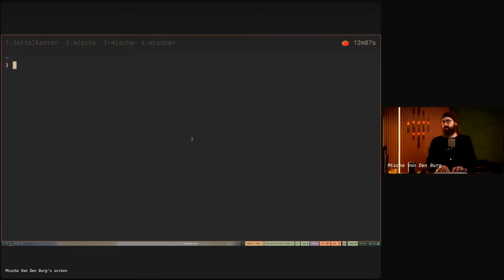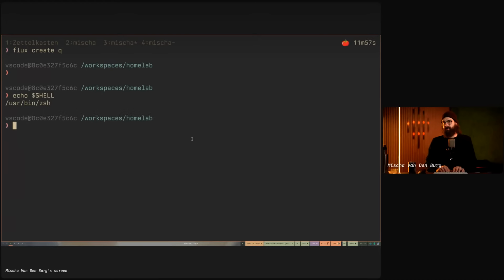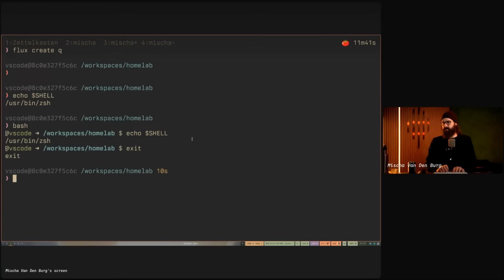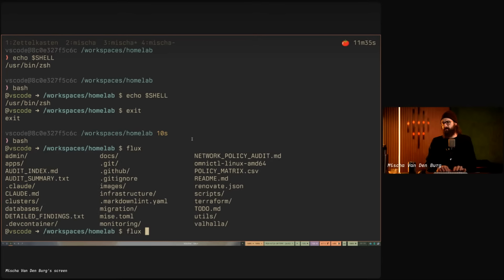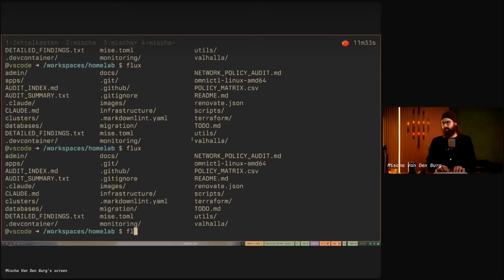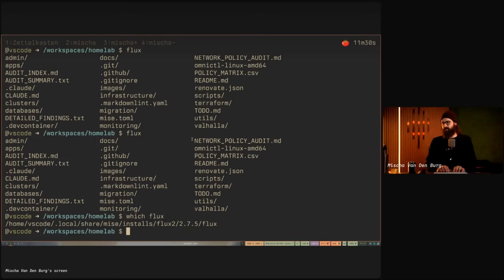If I just start a bash shell, because I can literally do echo shell here, and I have user bin zsh, if I now run bash and I do echo shell, it's showing Z shell. Oh, that's interesting. It didn't inherit it. I'm still in the Z shell. So if I then run bash flux, which flux, does it know even run? Yeah.